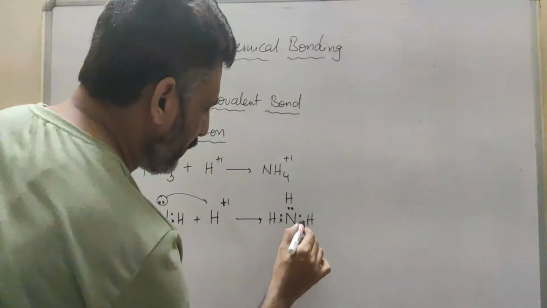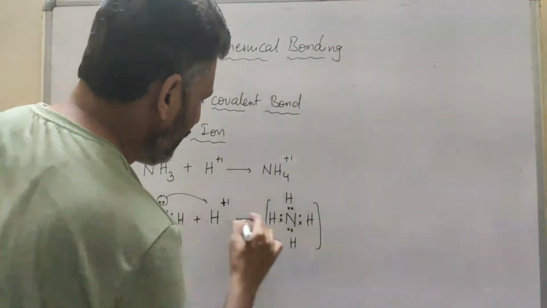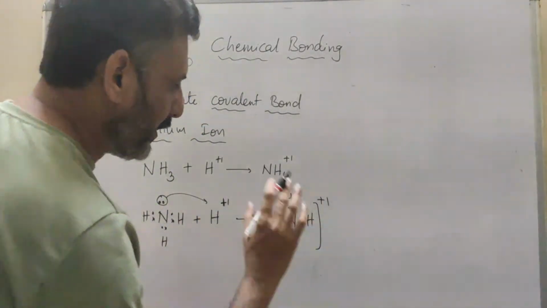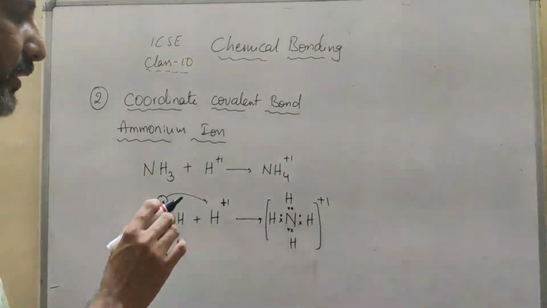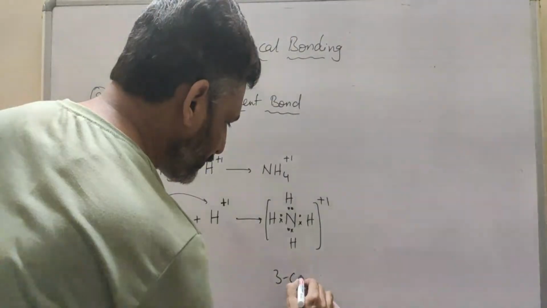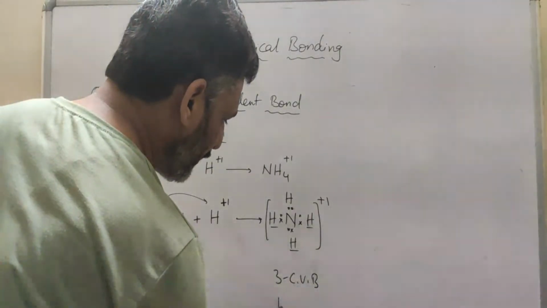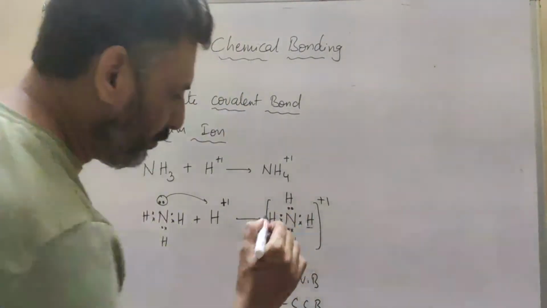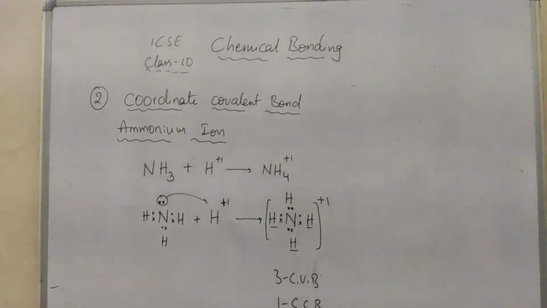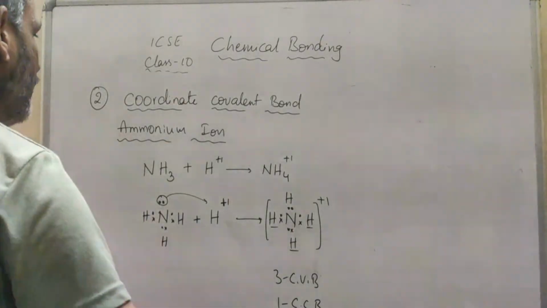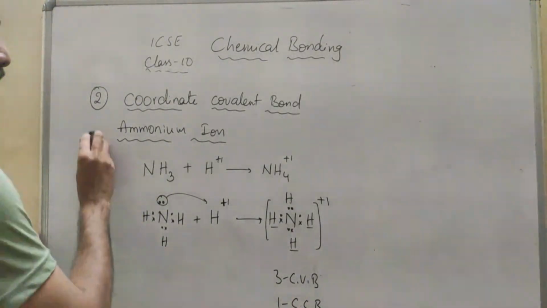So here you will have these covalent bonds and one coordinate covalent bond, and since there is a positive charge, the whole radical gets that positive charge. In this you have 3 covalent bonds, and this one will be a coordinate covalent bond. Right. So this is about covalent bond and coordinate covalent bond.